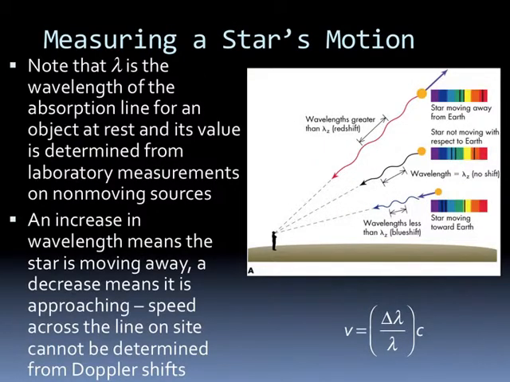So lambda is the wavelength of the absorption line of an object at rest, and its value is determined from laboratory measurements on non-moving sources. An increase in wavelength means the star is moving away. I get a red shift. A decrease, or a blue shift, means it's moving towards us. Now, any speed across our line of sight can't be determined, only speed coming towards or away from us.